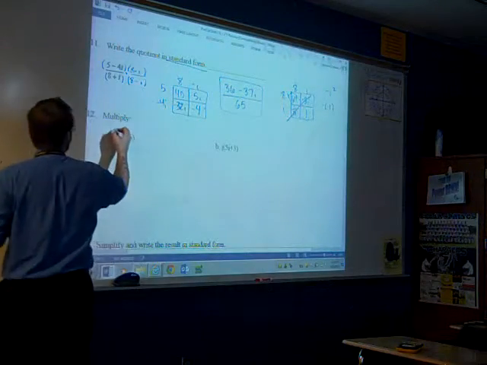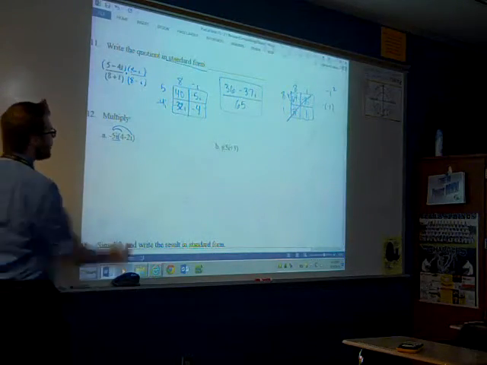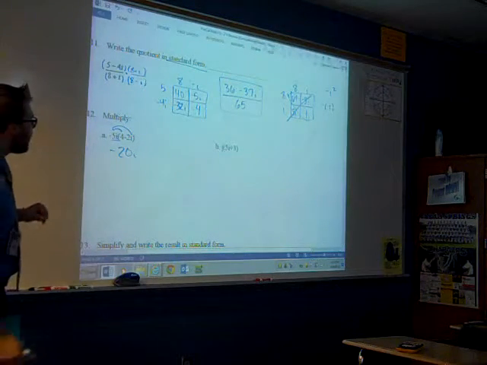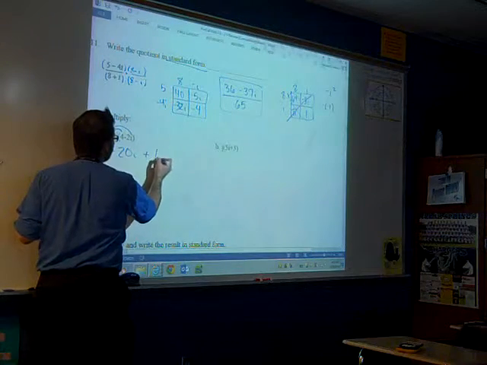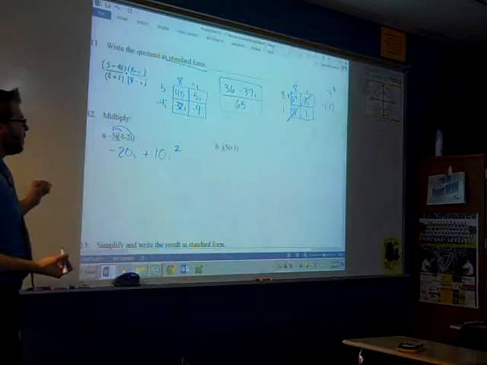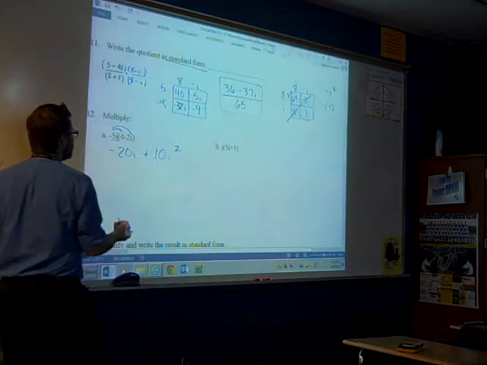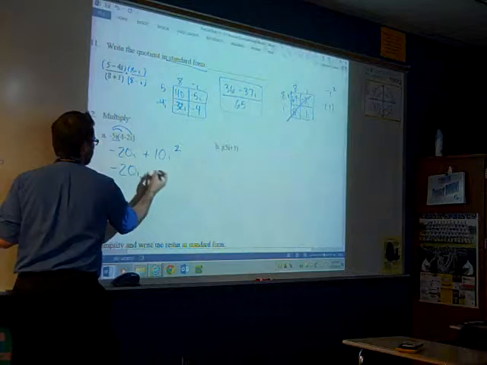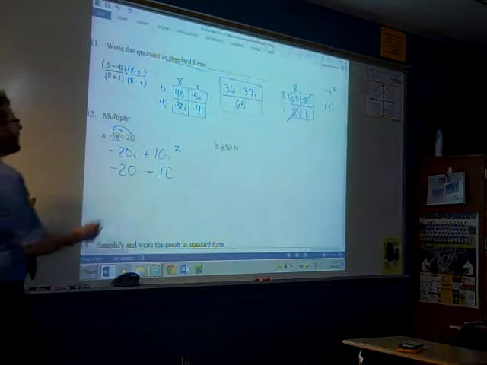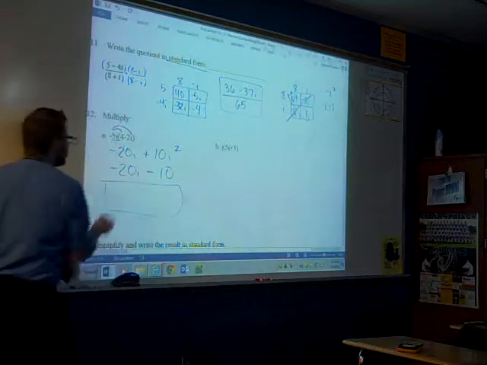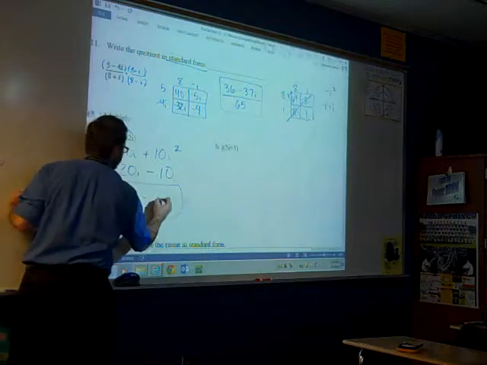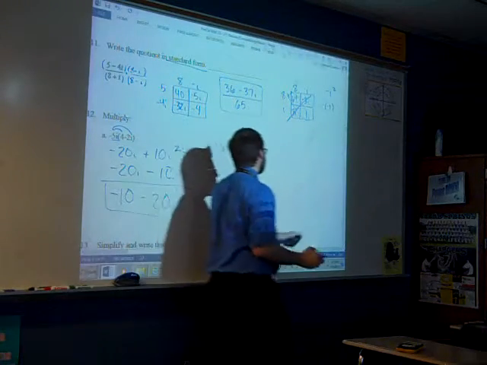Multiplying these is just distributive property. Negative 5i times 4, negative 20i. Negative 5i times negative 2i would be positive 10i squared. We need to change that to minus 10. And that's not standard form, but at this point on the test I wouldn't count off. But the standard form of that, you'd have to put the real number first, negative 10 minus 20i. And I would say you're done then.